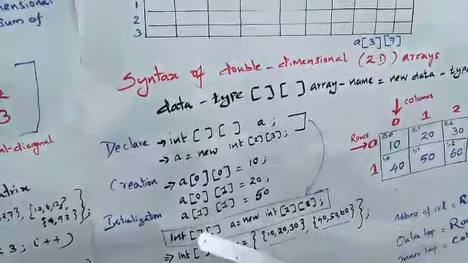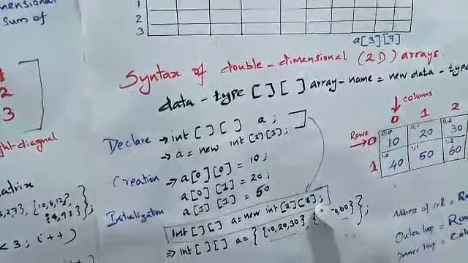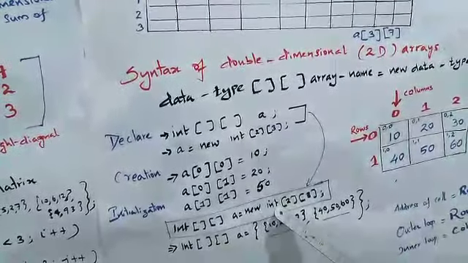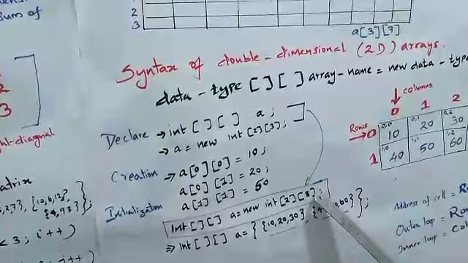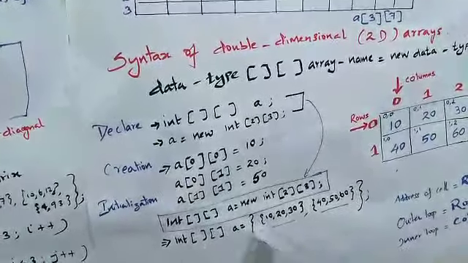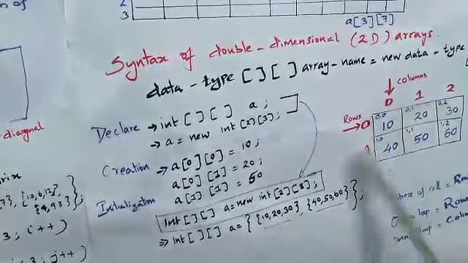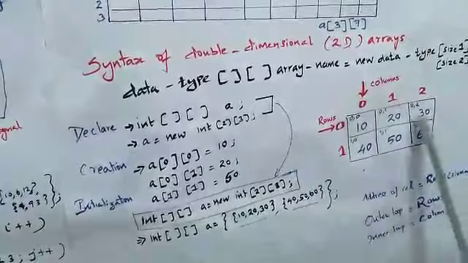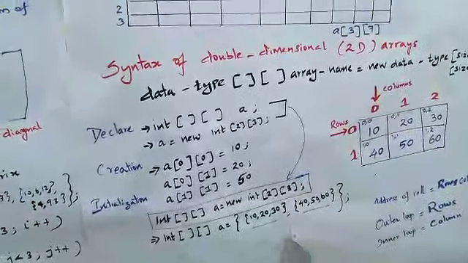Now how will you initialize this? int[][] A = new int[2][3], 2 rows, 3 columns. Otherwise you also can write int[][] A = and declare all the elements here: 10, 20, 30, 40, 50, 60. All the elements you can take. You can use both the methods.